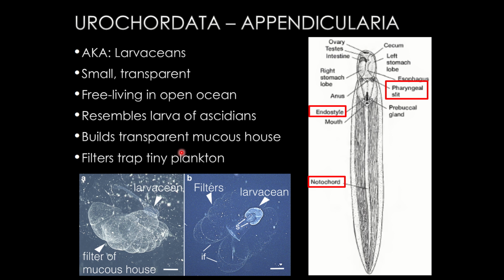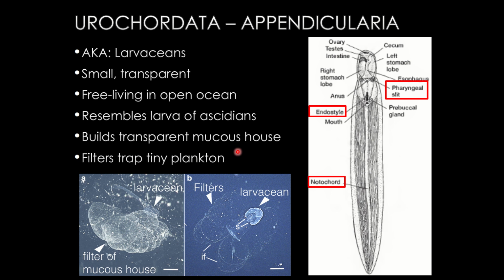It builds transparent mucus houses. The mucus houses are there to trap food from the water. So it makes like a big net, a big mucus covering. It filters and traps tiny plankton. It traps plankton in this mucus net, and within the mucus net, it absorbs the plankton, and that's how it feeds. Imagine creating with spit this huge balloon around you, and carrying this balloon around so that you can catch some floating plant matter. When the floating plant matter, like leaves and stuff, hits the net, you can start eating it off the mucus. That's what it does. It's more common than you think.